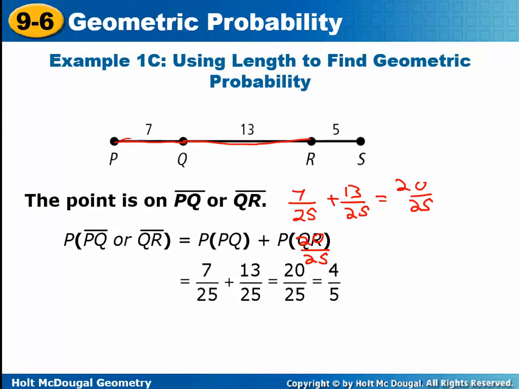Once you get your 20 over 25, you should simplify that fraction. Both of these are divisible by 5, and that's where they get the 4/5 as their answer.